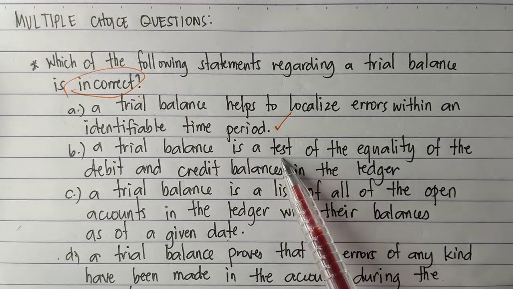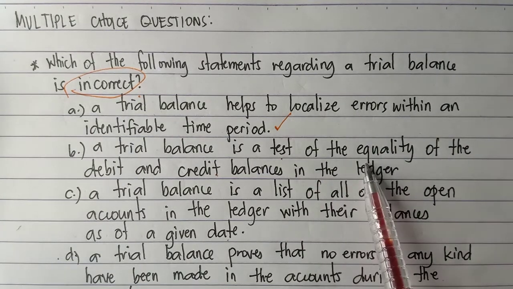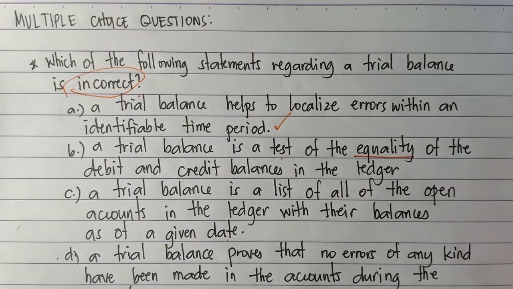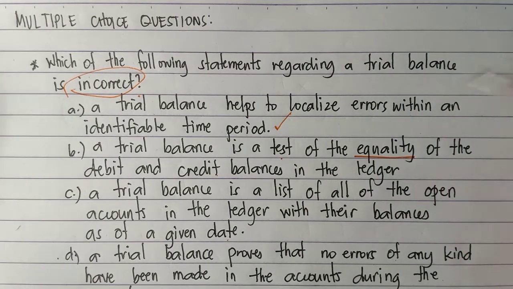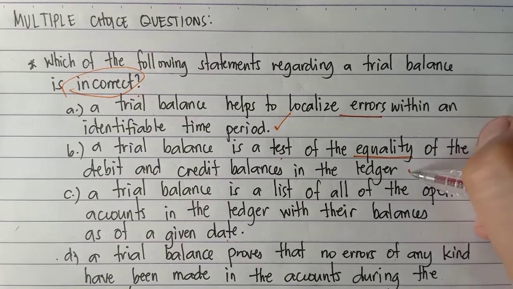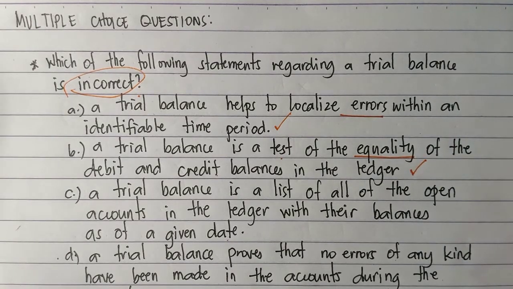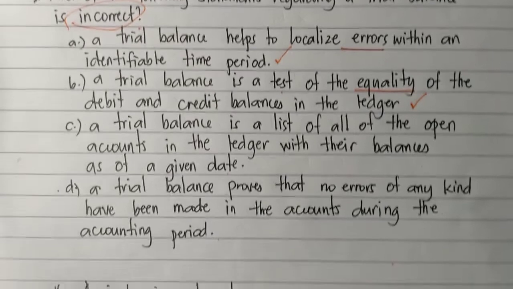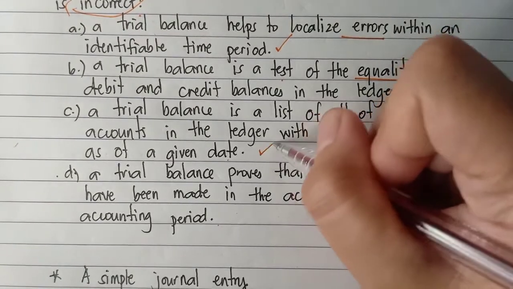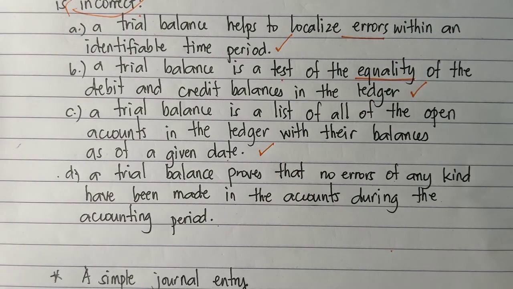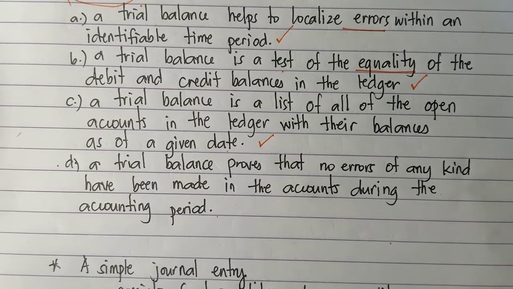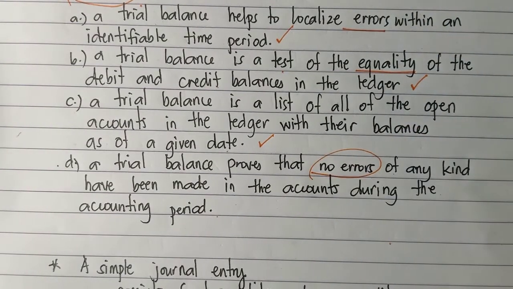Letter B, a trial balance is a test of the equality of the debit and credit balances in the ledger. Yes, it is correct. Letter C, a trial balance is a list of all of the open accounts in the ledger with their balances as of a given date. Correct.